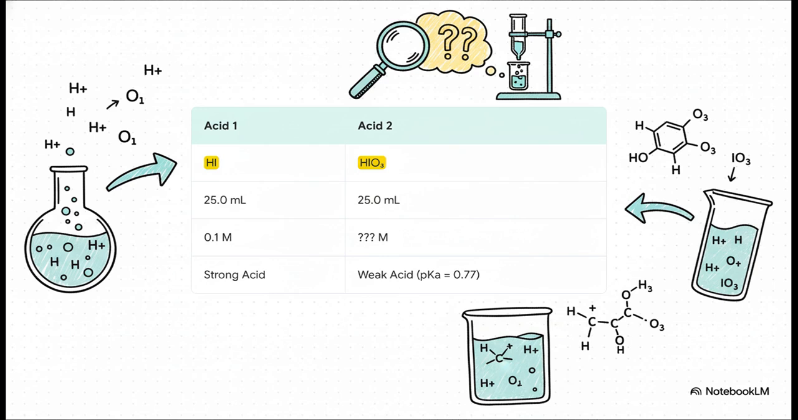Okay, let's meet our two contenders. In one corner, we have hydroiodic acid, or HI. This stuff is a textbook strong acid. In the other corner, we've got iodic acid, HIO3, a known weak acid. Now we know the strong acid's concentration. It's 0.1 molar. But the weak acid's concentration? Well, that's a big question mark. And that's the first piece of this puzzle we need to solve.